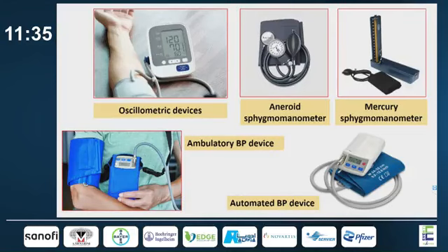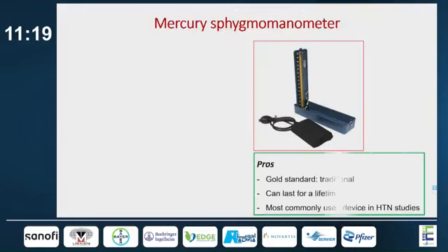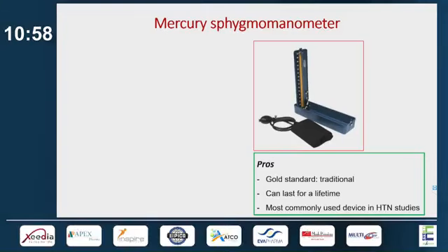In the market, there are many devices: the mercury sphygmomanometer, the aneroid sphygmomanometer, and the oscillometric devices. Subsets of oscillometric devices are the ambulatory 24-hour blood pressure measuring device and the automated unattended blood pressure measuring device. The mercury sphygmomanometer is the oldest device to measure blood pressure. They started to use this device since the beginning of the 20th century. It has been the gold standard, the traditional device for blood pressure measurement, and the most commonly used device in hypertension studies. And if it is well maintained, it can last for a lifetime.